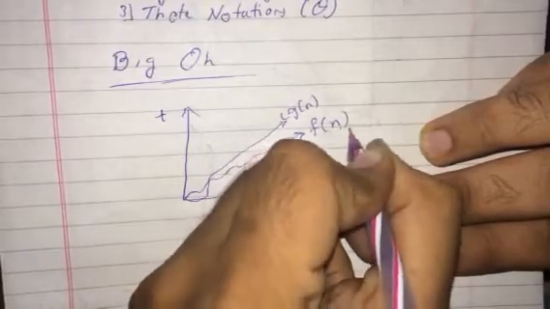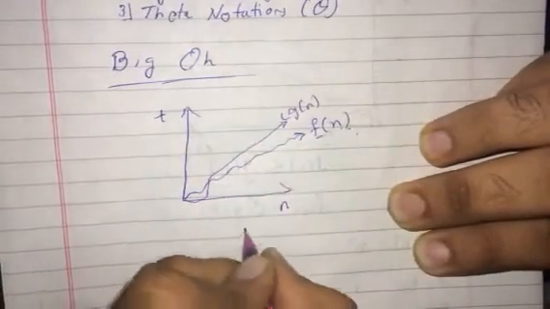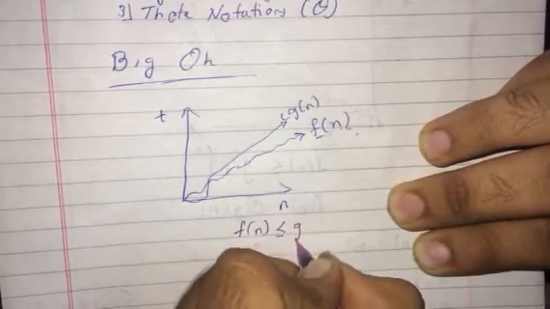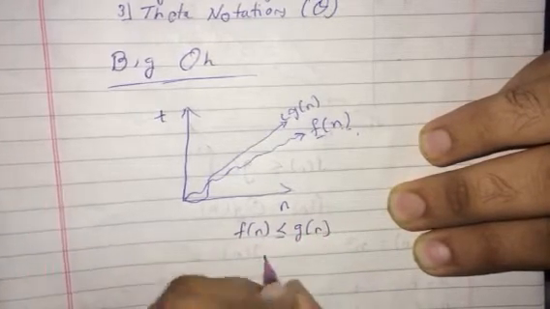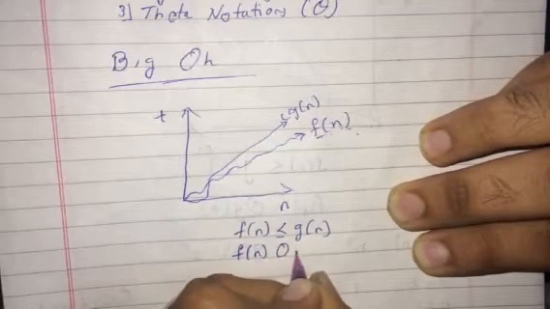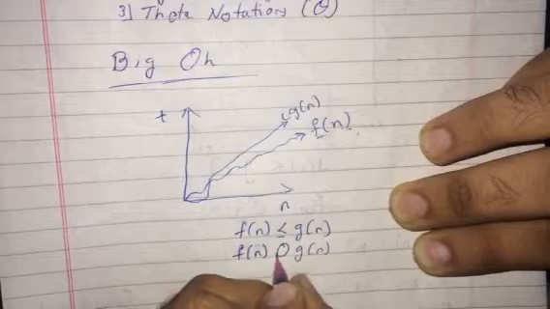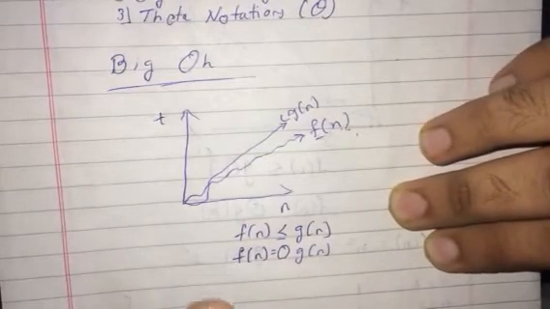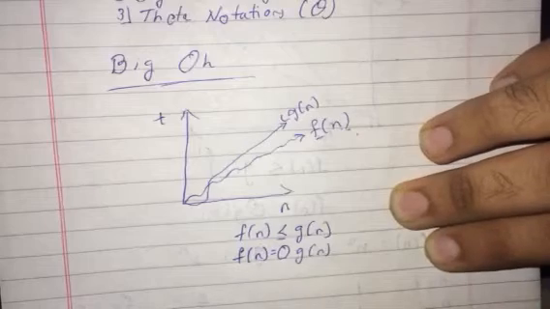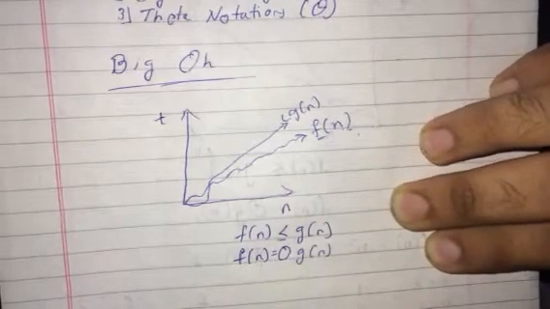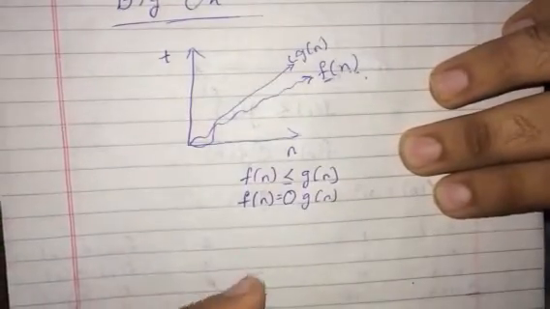then that takes more time than f of n, then we can say that f of n is less than or equal to g of n, and f of n could be big O of g of n. This is what big O notation says. But there are certain conditions that we will be looking forward. But first of all, let's take an example for this.